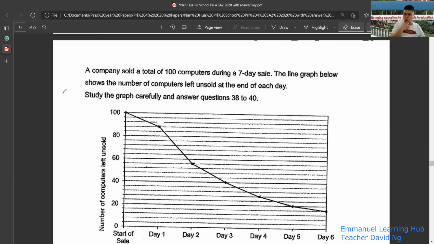Okay, a company sold a total of 100 computers during a 7-day sale. The line graph below shows the number of computers left unsold at the end of each day. Study the graph carefully and answer questions 38 to 40. So day one, what does day one represent? Okay, first you need to know each gap represents how many, right? Yeah. Correct? So can you tell me each gap represents how many?